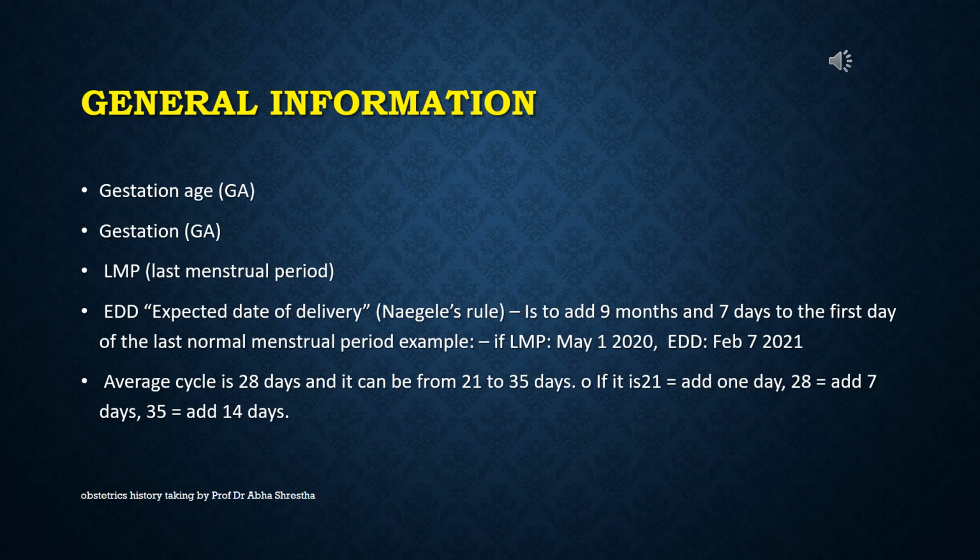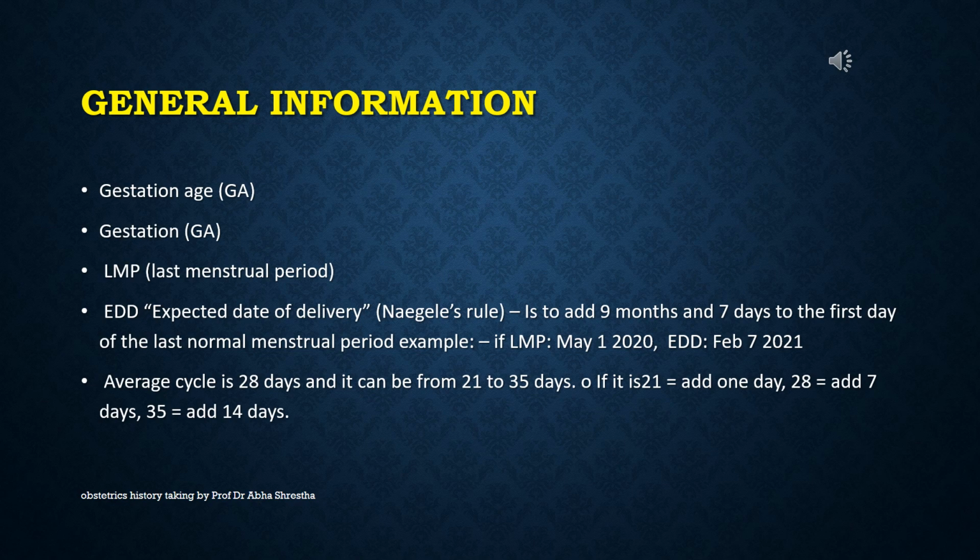So Naegele's rule is to add 9 months and 7 days to the first day of the last normal menstrual period. For example, if the lady had LMP on 1st of May 2020, her EDD will be 7th of February 2021.